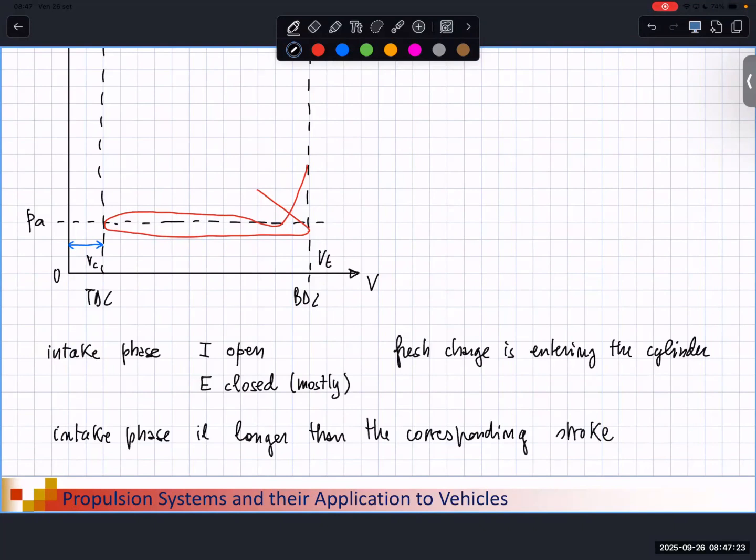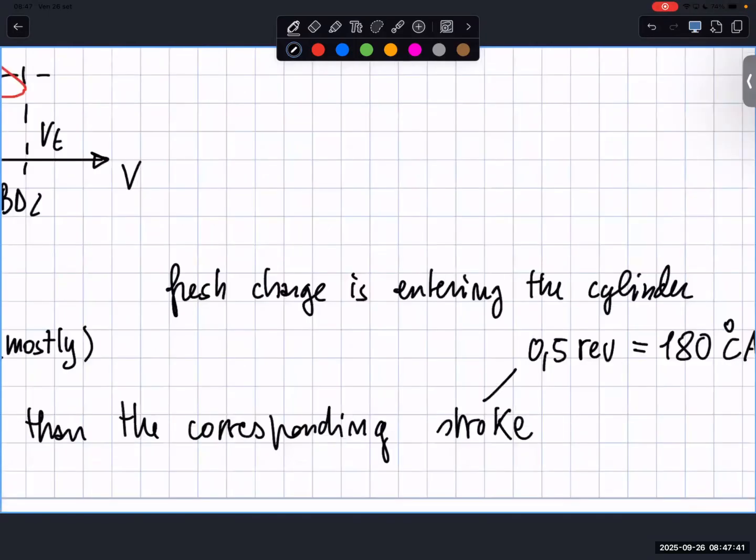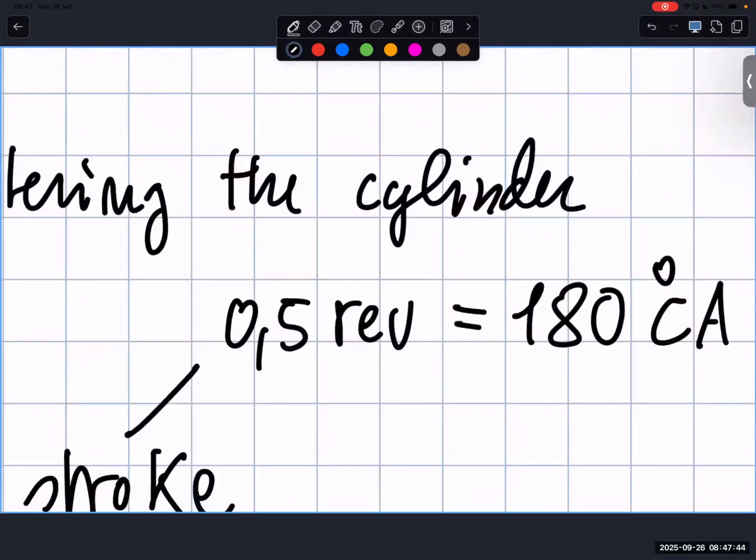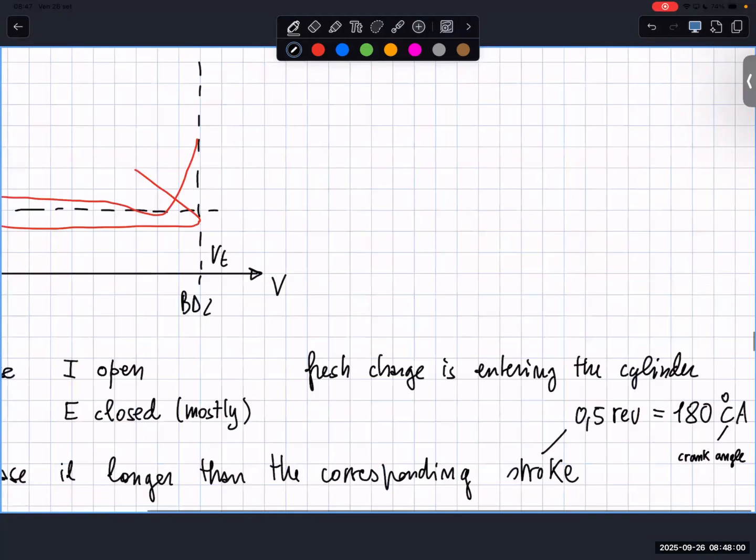The stroke corresponds to half a revolution, so a 180-degree rotation of the crank. Generally we write this symbol, degrees of crank angle. It's maybe easier to explain or to show in degrees with respect to radians, but you can also use radians, which is the unit of the international system.